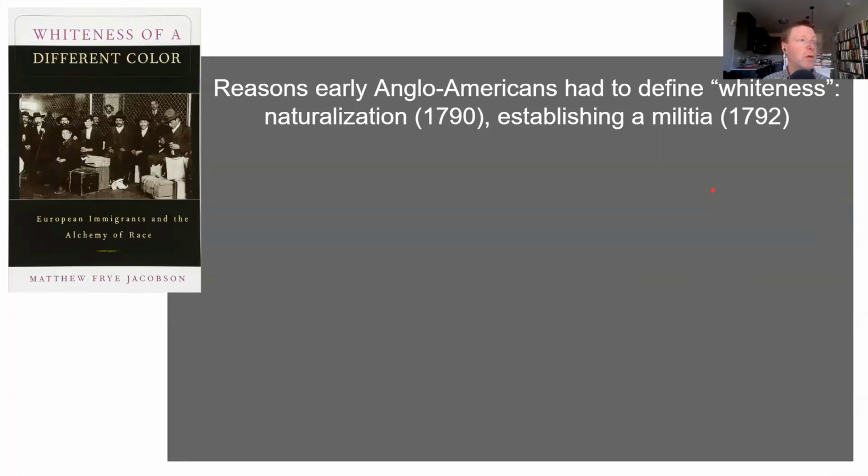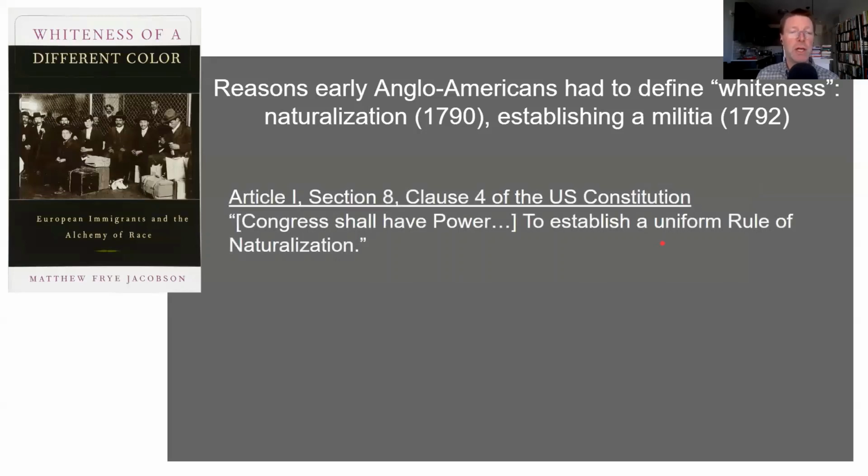This week, we're talking about this book, Matthew Frye Jacobson's enormously influential Whiteness of a Different Color. The book opens with the specific political context detailing why defining whiteness was politically and legally imperative for early European and, of course, almost entirely Anglo-Americans. And that is the Constitution, which was written in 1787, ratified in 1788, and which prompted the Confederation Congress to set March 1789 as when the United States would begin operating under this new document. The Constitution, as Jacobson points out, included a number of clauses that effectively required early federal legislation.